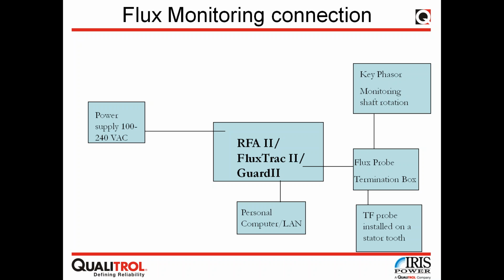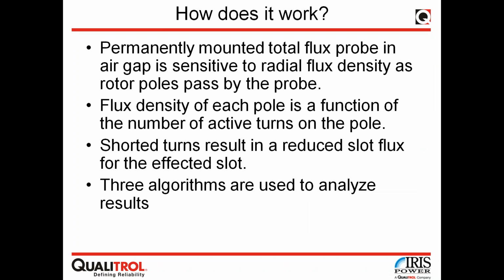So the system is based on the installation of the flux probe. The flux probe will be indicating the number of shorted turns per pole. And in that case, we can use algorithms to analyze the results. So there will be 3 of them.